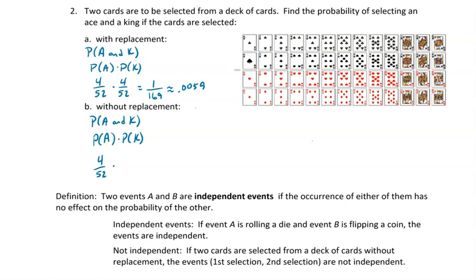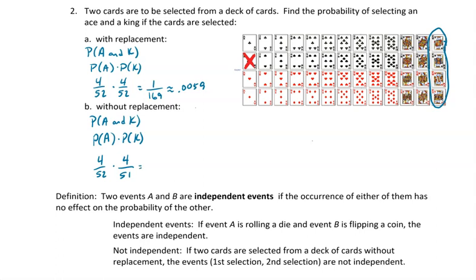Now here's where it differs. As soon as we select an ace, let's say that it was the ace of spades. The ace of spades is now gone. Which means when we are doing our second probability, we have 4 kings out of the 51 cards in the deck. There's only 51 cards now because one of the aces is gone. So we only look at the 51 cards that are left. And this is going to change our probability a little bit.